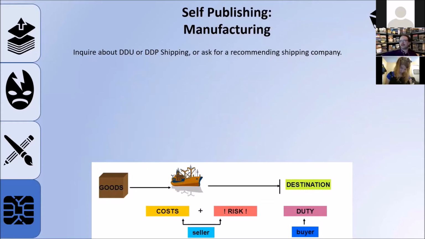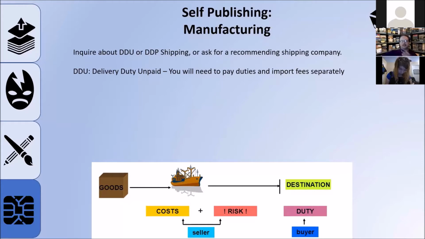So first off, inquire about DDU or DDP shipping. So what are those? So DDU, delivery duty unpaid. So you'll be paying customs directly for the import fees and all of that, but everything else will be handled through the shipping company or through the manufacturer. Generally, it's going to be through the shipping company. There's only a few manufacturers that actually handle the shipping for you as well.